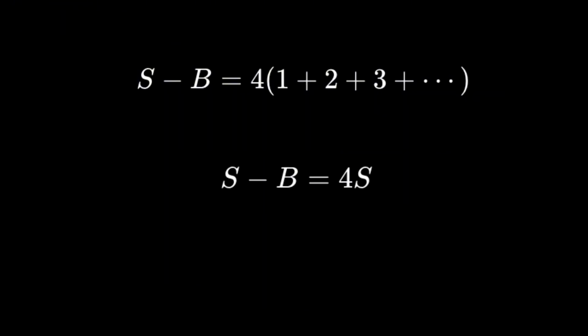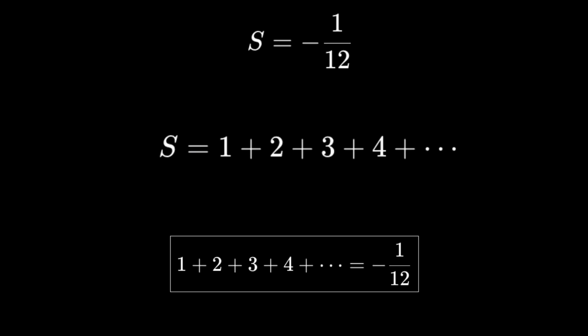And now we just have to subtract an s from both sides to get negative b is equal to 3s. And we can just divide both sides by 3 to get s is equal to negative b over 3. And since we know that b is equal to 1 over 4, we can get that s is equal to negative 1 over 12, therefore proving that the sum of all positive numbers is equal to negative 1 over 12.